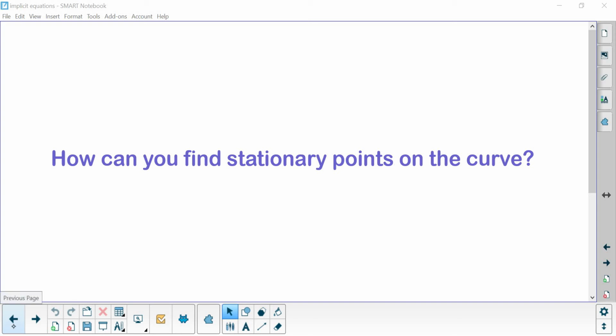Hi, Year 13s. We're going to look at finding stationary points for implicitly defined curves.